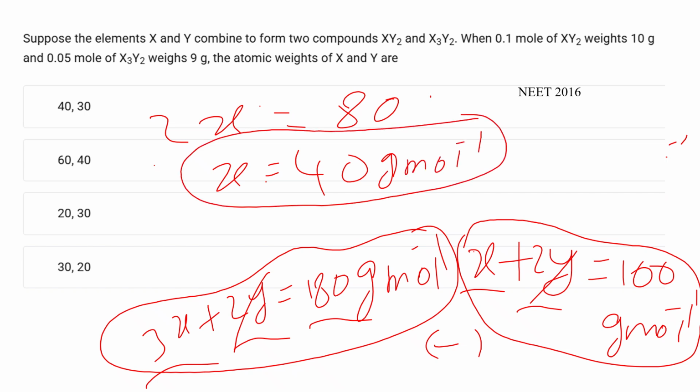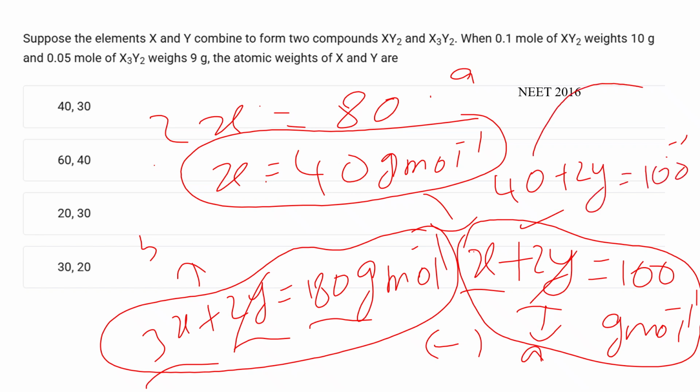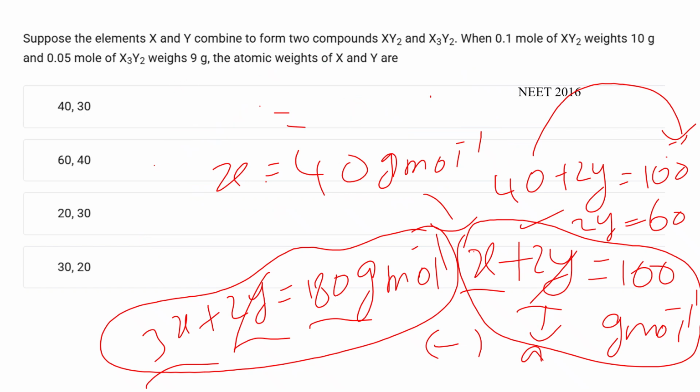Then what about y? Take any relationship. I name this equation A and this one B. Taking relationship A, x is 40 and I need to find y. 100 minus 40 gives 60, so 2y is equal to 60. Divided by 2, y is equal to 30.